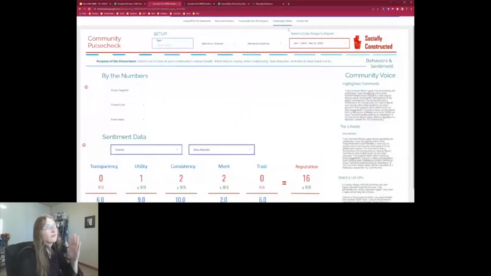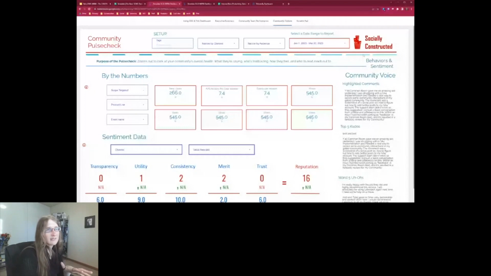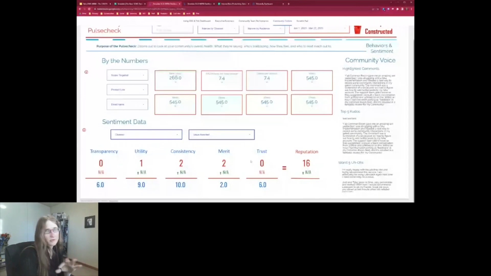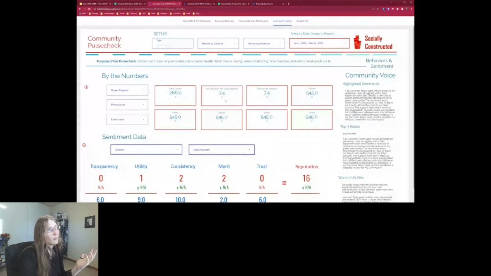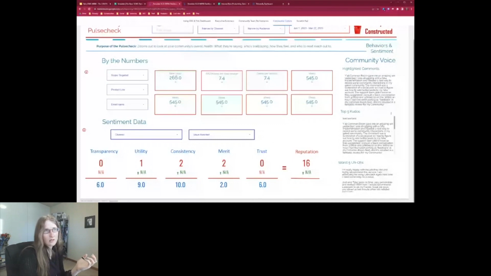Once you're done with that, now that we've done those two, you've freed yourself up for behaviors and sentiment. And you'll see here, this is a proprietary system that I've built called the social currency metric system, wherein we're counting based upon sentiment data, the transparency, utility, consistency, merit, and trust factors of the interactions. And then you can also see how many did you acquire? How did the community grow? What are the top 5 kudos in your community this week? And what are the top 5 uh-ohs that need to be handled right now?